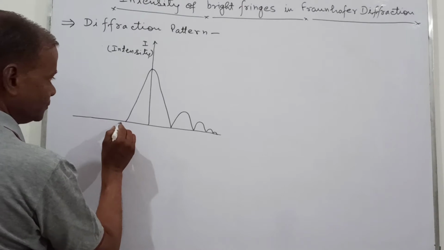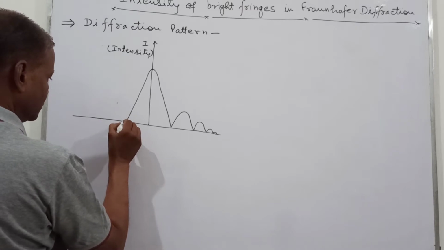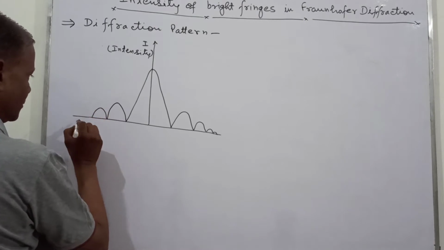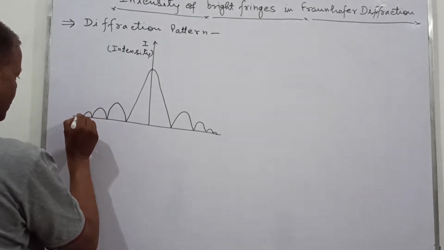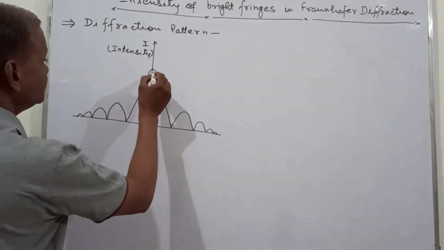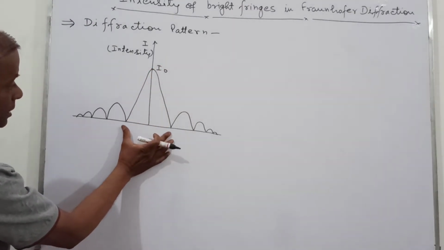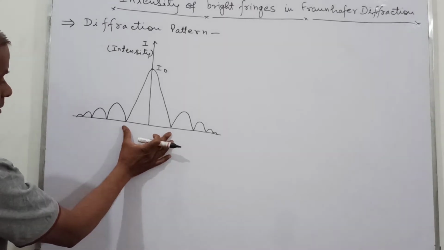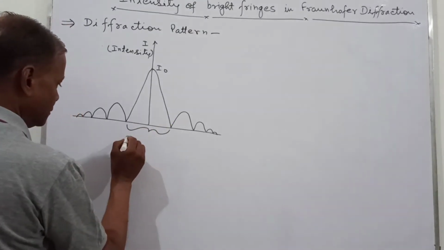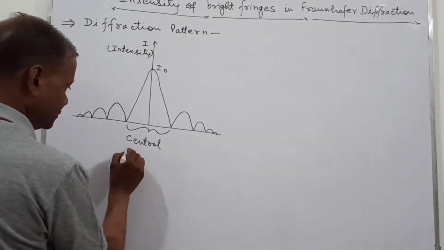Similarly here. This is the intensity I naught. Now this is the central bright fringe. This much is the central bright fringe.